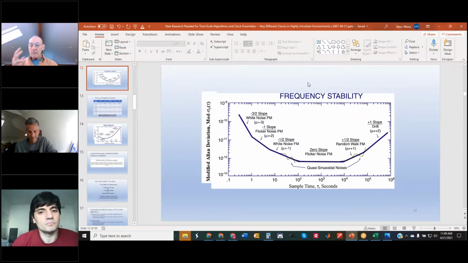So the algorithms I've seen do really well when the clocks are very similar, but going all the way from a quartz to a GPS with some rubidiums or cesiums in the middle, they're very different kinds of noise configurations. I want to see if there's some algorithm that can optimize all of that sort of automatically.